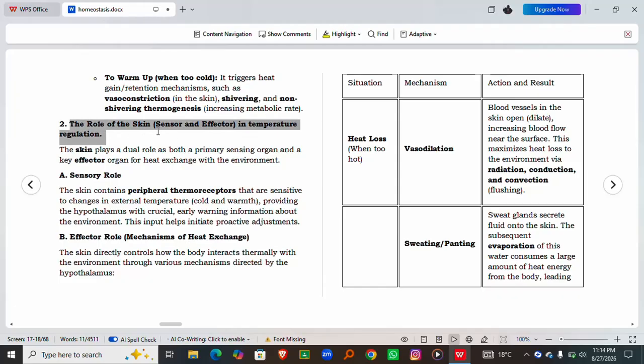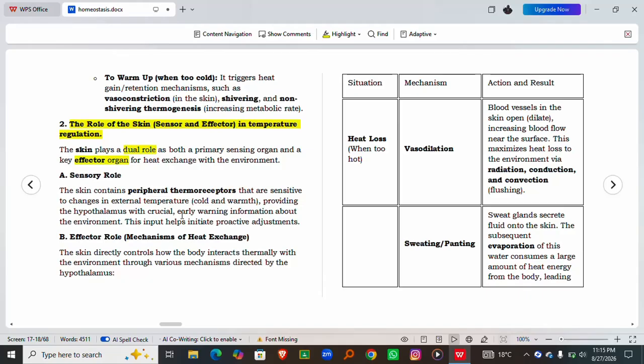Then the second part that we are looking at is the role of the skin. We have looked at the hypothalamus. Yes, it works as the body's thermostat. What about the skin? The skin plays a vital role. It plays a dual role. Dual means double role. It works both as a sensing organ, just like the hypothalamus does, and it also works as an effector organ, which is going to help to lower the temperature, or to increase the temperature, or to conserve the temperature.